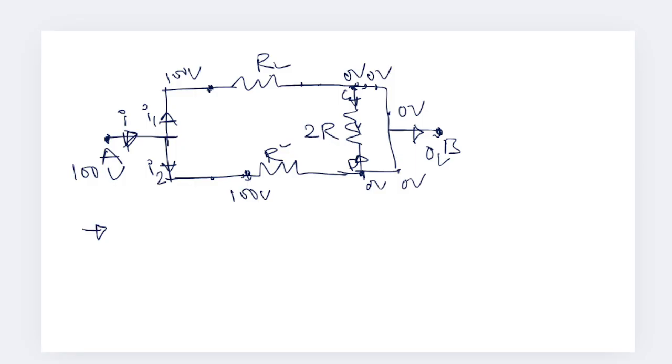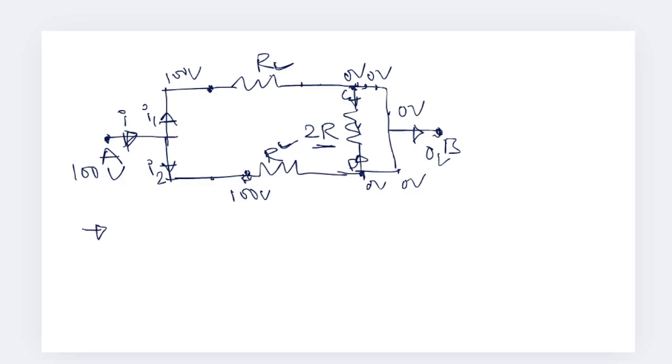The voltage at points C and D is 0. If the voltage is 0, then no current flows through the 2R resistance. Then the resistances R and R are parallel to each other. Why parallel? Here the current divides and the potential difference is also the same: here 100 volts, and here also 100 volts. The 2R has no potential difference, so the current never passes through 2R.